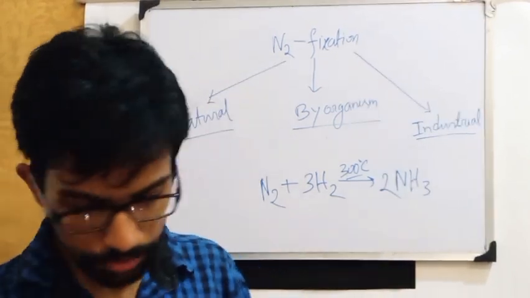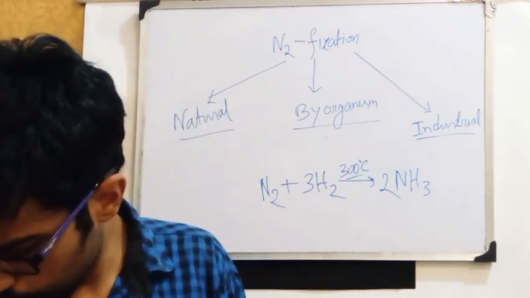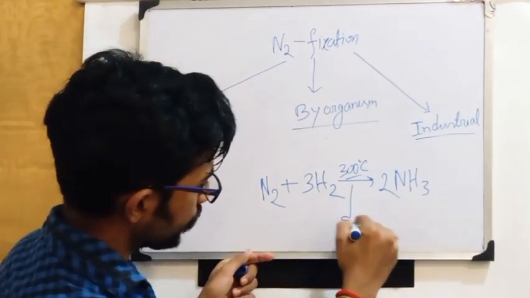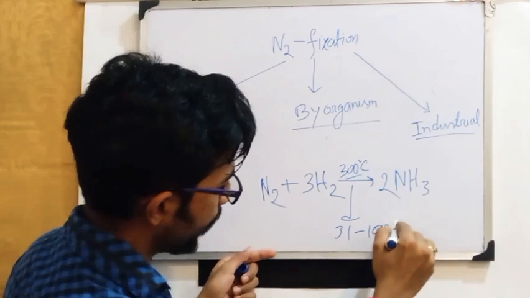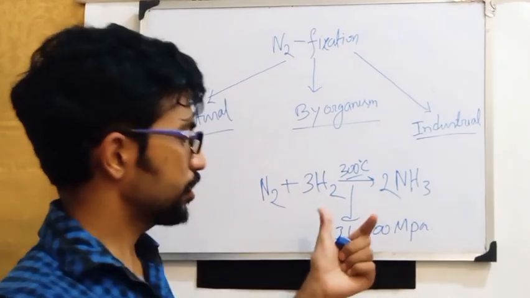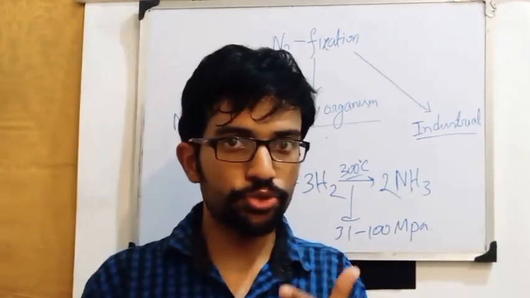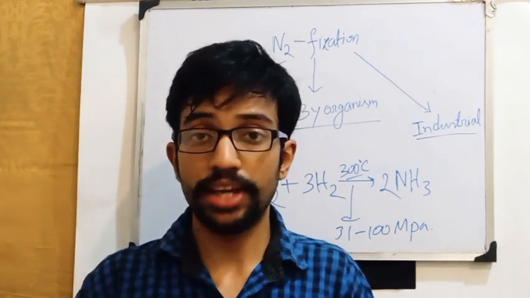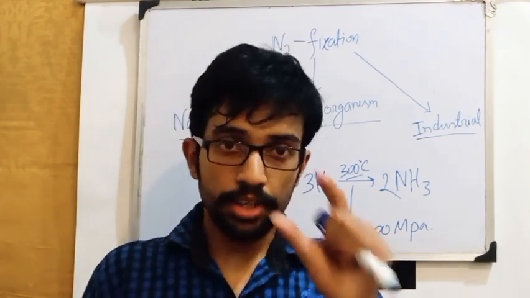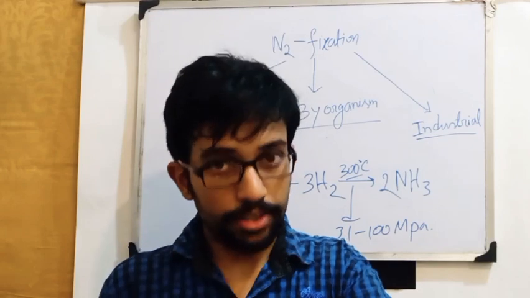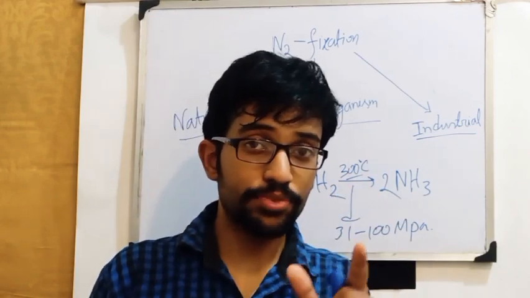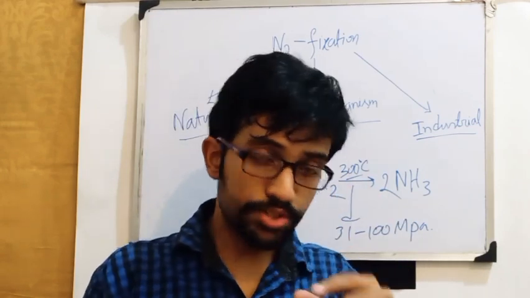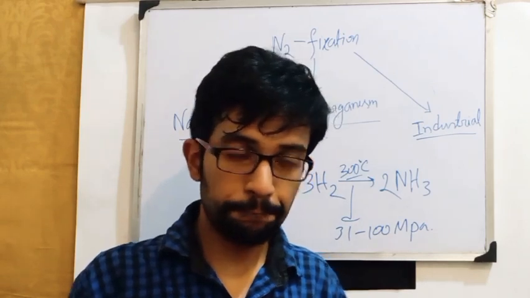And there are 31 to 100 megapascal pressure also required for this process. This is called the Haber process, by which we can produce ammonia from nitrogen and hydrogen, and this way we can fix the nitrogen in the form of ammonia.